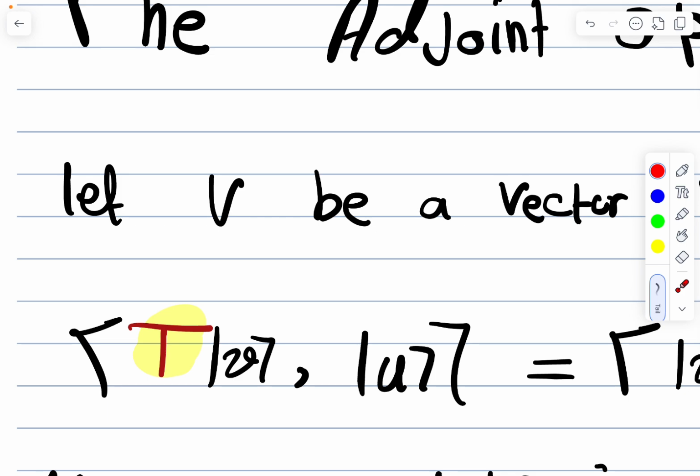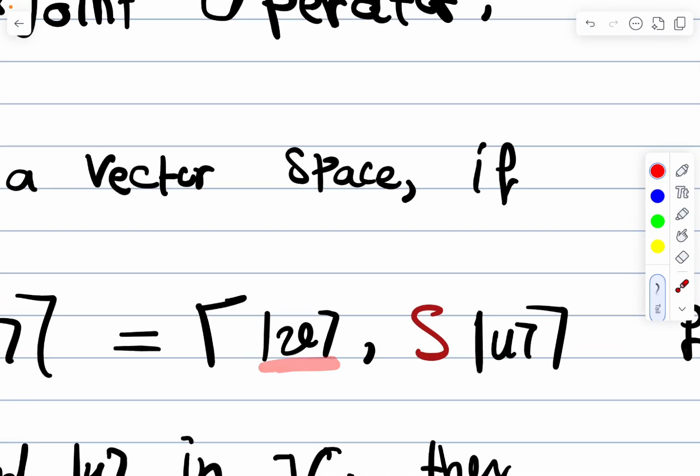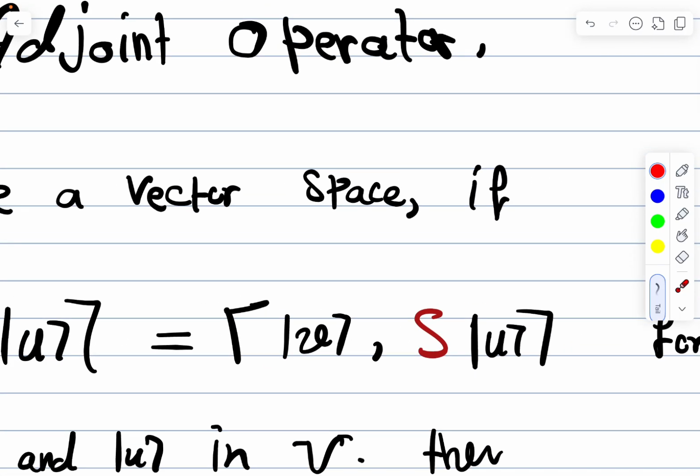So the first one is T, which is the operator T applied on the vector V, and then we take the inner product with another vector U. Okay, so these are two different vectors. So this is equal to the vector V, and taking the inner product with another vector S on U.